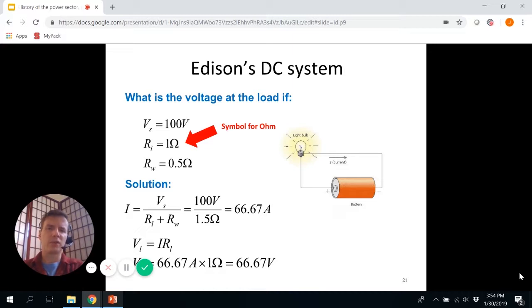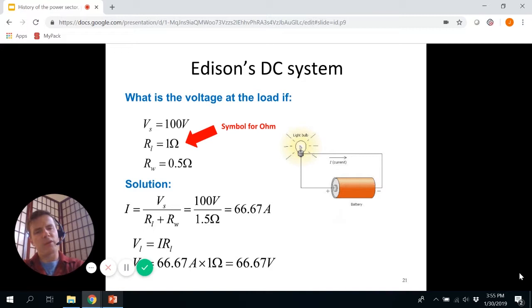So if we want to figure out what the voltage at the load is, the first thing that we have to do is figure out how much current will be flowing through the wire. To do that, we use a version of Ohm's law, V equals IR, but in this case we're going to consider R to be the cumulative resistance of both the load and the wire. So the voltage is the source of the battery, 100 volts, divided by the cumulative resistance, the resistance of the light bulb and the wire added together, which is 1.5 ohms. So 100 divided by 1.5 ohms gives us 66.67 amps. That's the current that would be flowing through the wire at the load, at the light bulb.